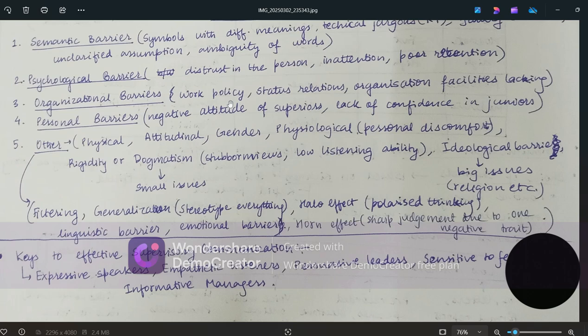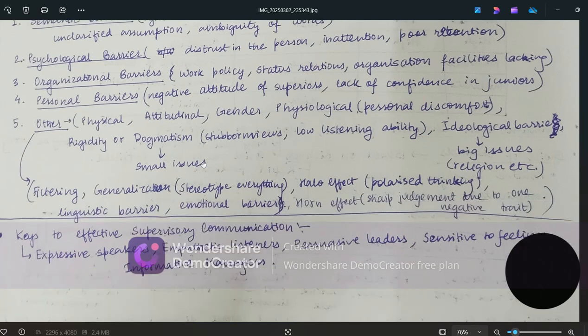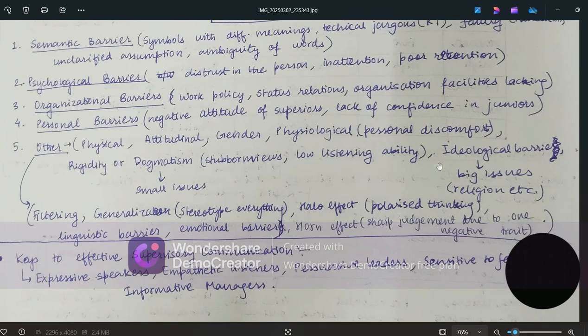Now, what are the keys to effective supervisory communication? First would be expressive speakers, empathetic listeners, persuasive leaders, sensitive to feelings, and informative managers. Now, that is all for these two chapters.